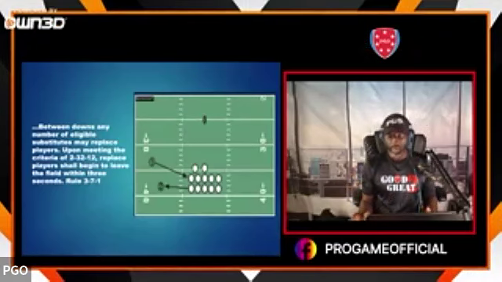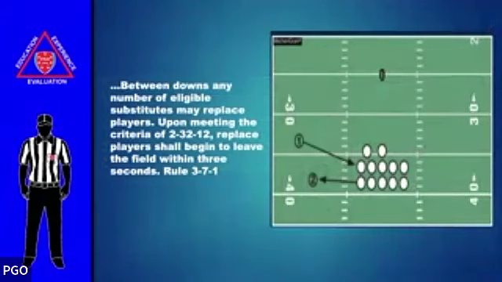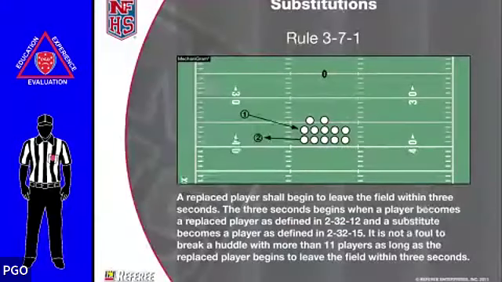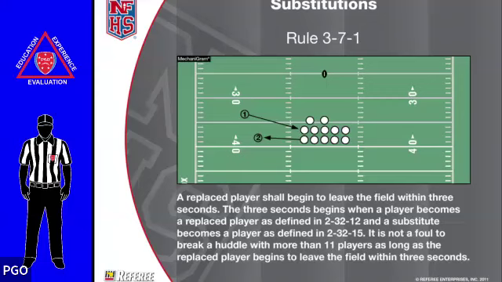So again, there is a common foul that we hear a lot of, and that is they broke the huddle with 12. So this is one of the diagrams, and I hope you read this and it makes sense. A replaced player shall begin to leave the field within 3 seconds. The 3 seconds begins when a player becomes a replaced player, as defined in Rule 2. A substitute becomes a player as defined. We just looked those up. It is not a foul to break a huddle with more than 11 players, as long as the replaced players begin to leave the field within 3 seconds.